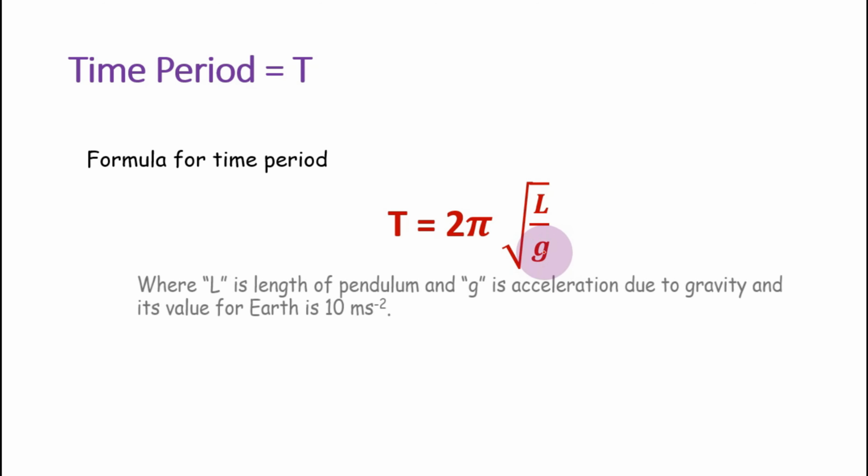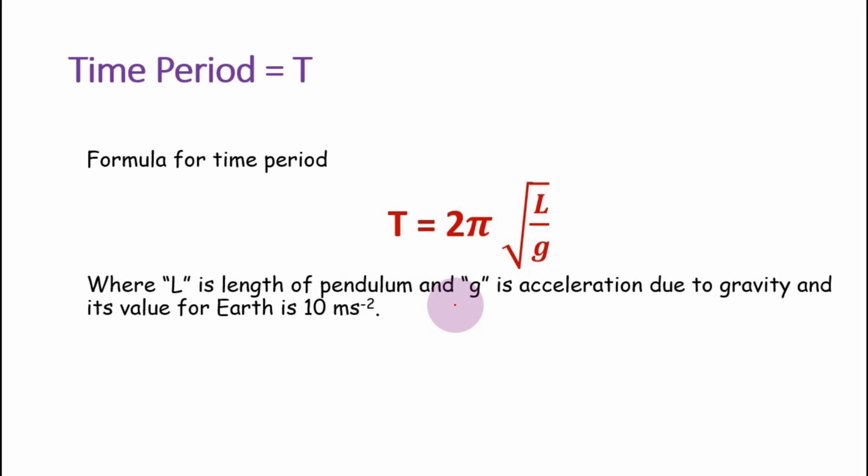What is g? Here we say that L is the length of the pendulum and g is the acceleration due to gravity. For Earth, the value of acceleration due to gravity is 10 meters per second square. For the Moon, it is 1.6 meters per second square. What is this acceleration? We will study it in the chapter on kinematics. It is the acceleration of freely falling objects. Suppose you take your ballpoint at a certain height and throw it, it goes down. The acceleration with which it is going down is the acceleration due to gravity. The SI unit of time period is second. So T will be measured in seconds, L in meters, and g in meters per second square.